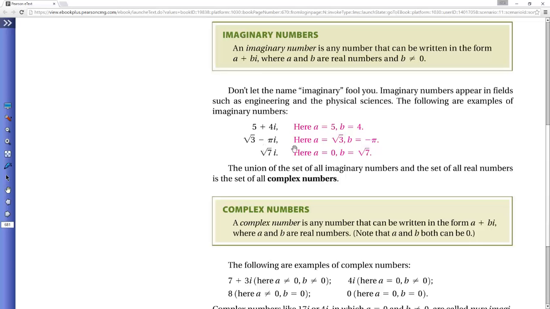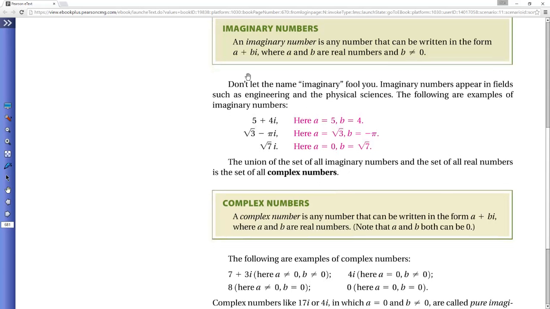So what they're pointing out here is that a is a real number and b is a real number. And the square root of 7 times i, well, in this case a would be 0. It'd be the same as 0 plus the square root of 7 times i. Well, 0 is a real number, and b is the square root of 7, that's a real number. So these are imaginary numbers.